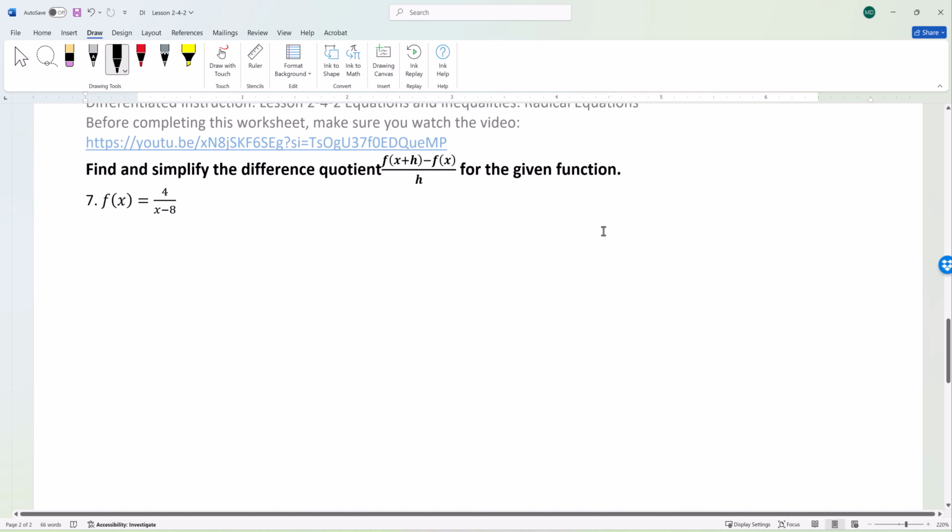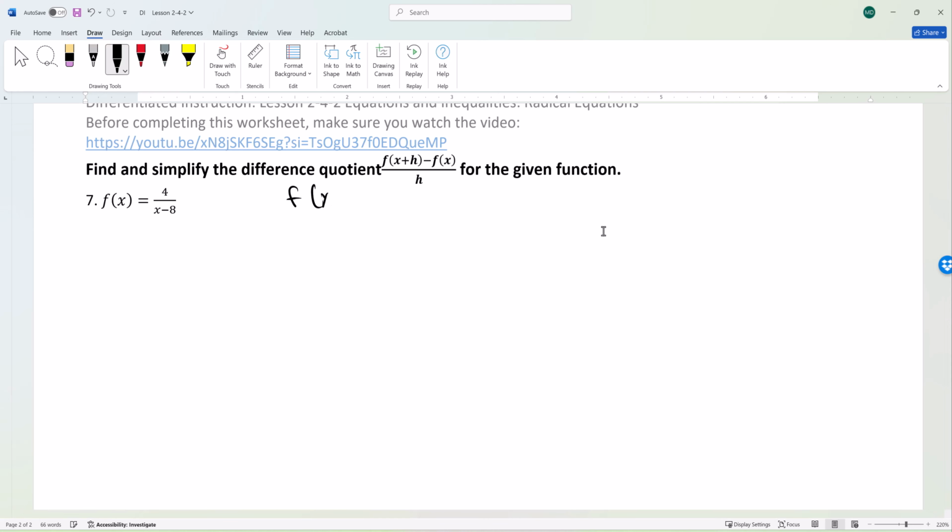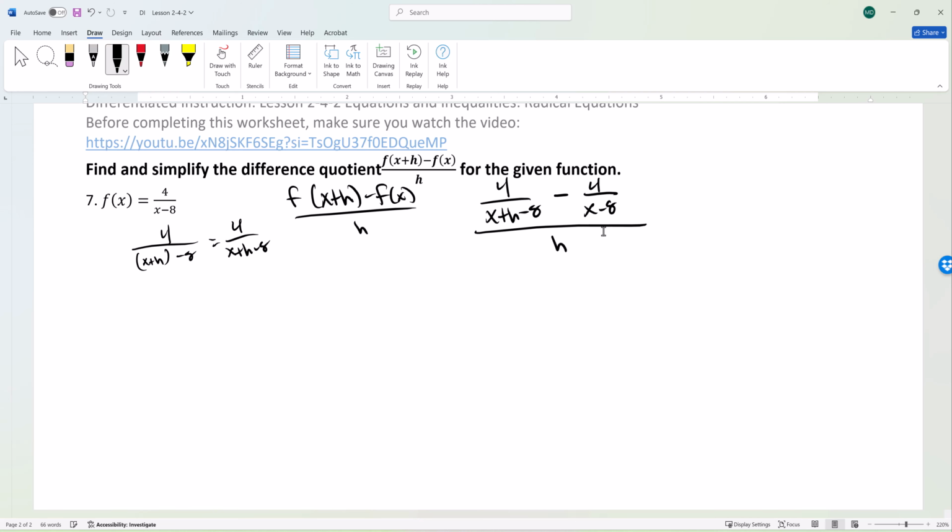For the difference quotient here, we have f of x plus h minus f of x all over h. Well, my f of x plus h is going to be 4 over, we plug in x plus h, so that's going to be 4 over x plus h minus 8. And so now I can plug these in. 4 over x plus h minus 8 minus f of x all over h.